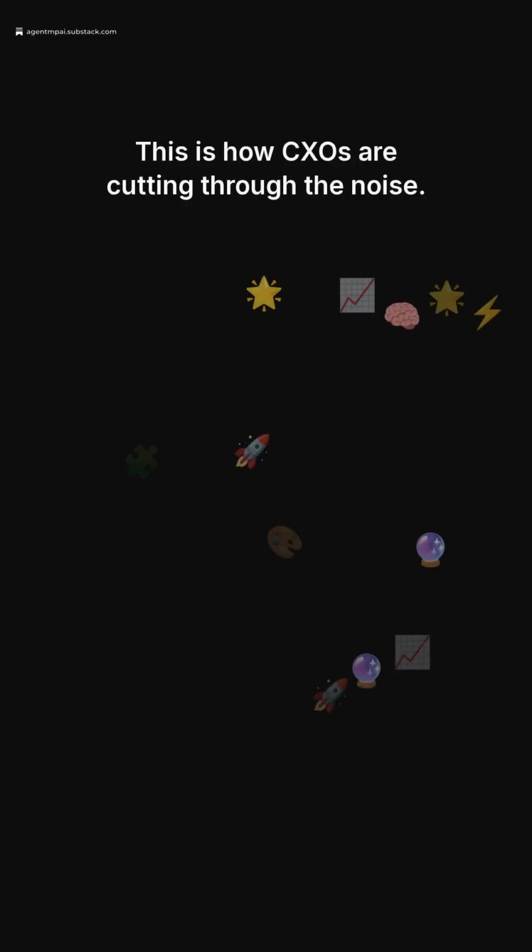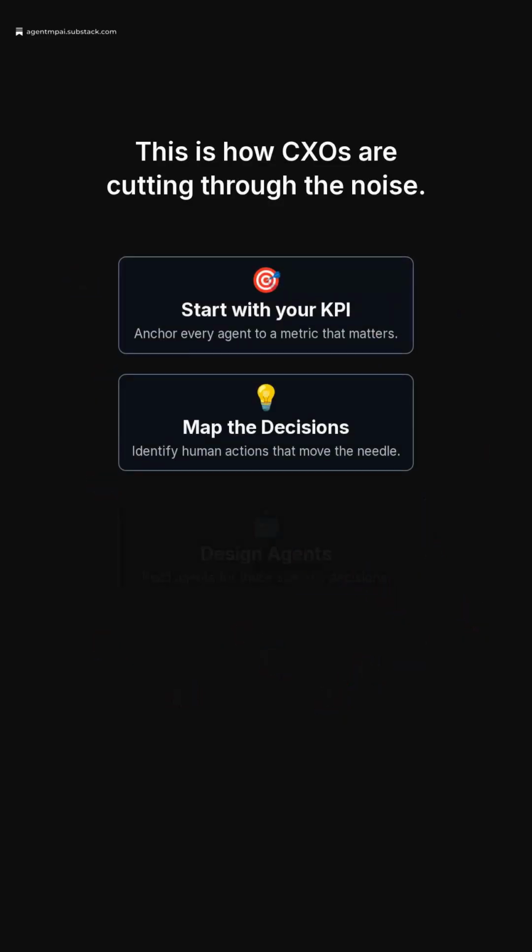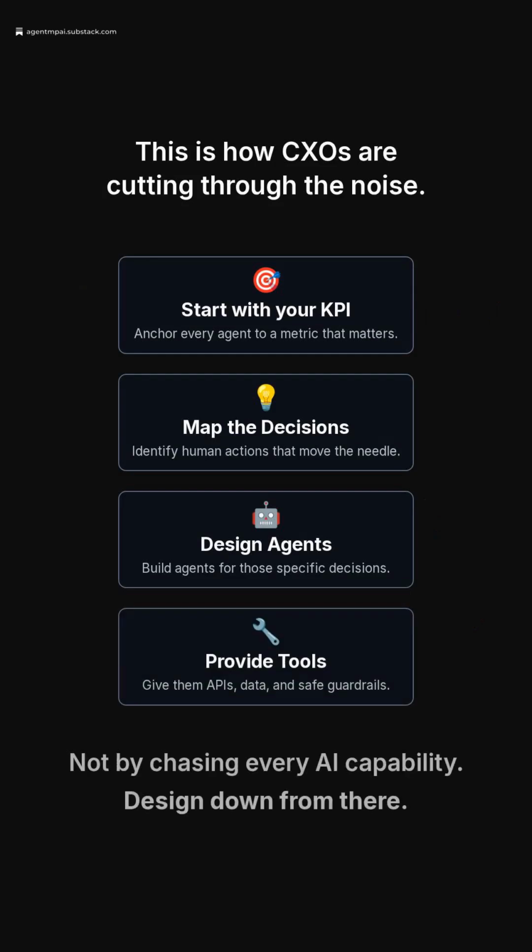This is how CXOs are cutting through the noise. Not by chasing every AI capability, but by anchoring every agent to a metric that matters. Start with your KPI. Design down from there. That's the KPI-driven approach to agentic system design. If you're a CXO looking to move from AI experimentation to AI impact, this is your framework.